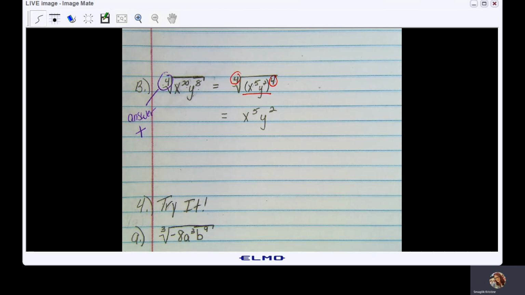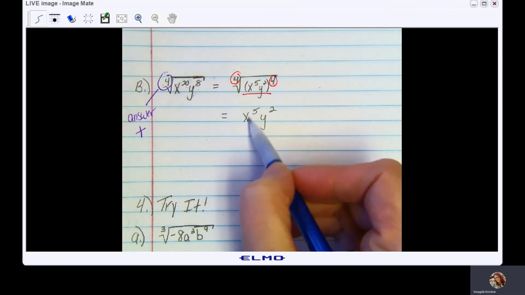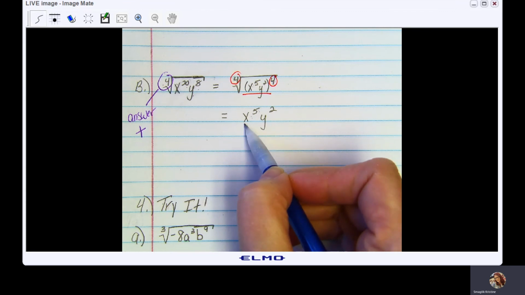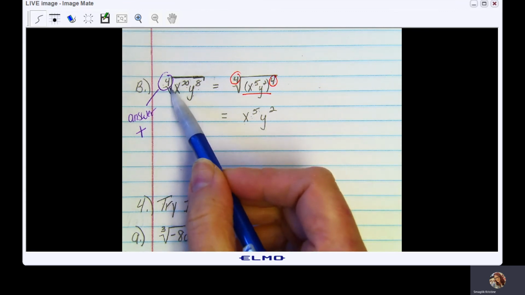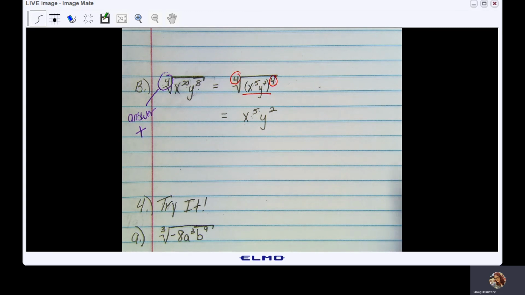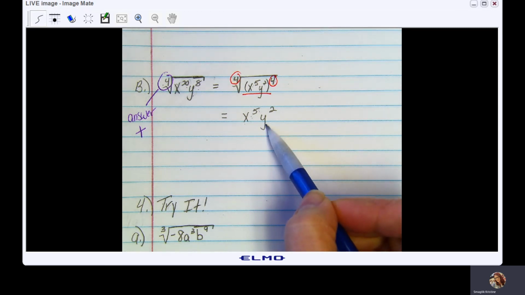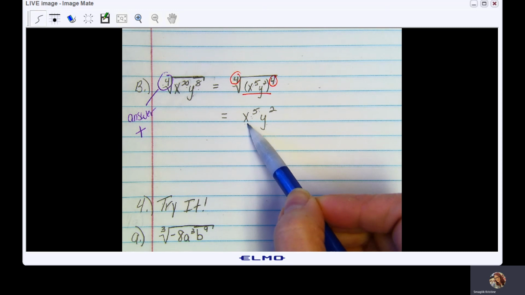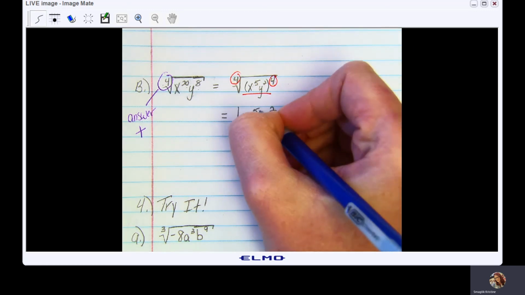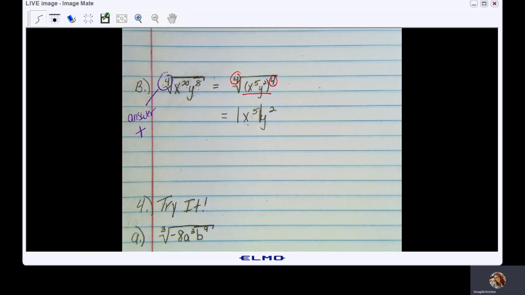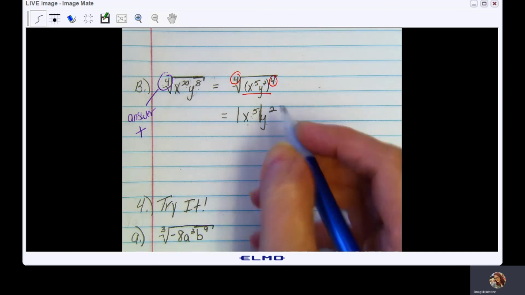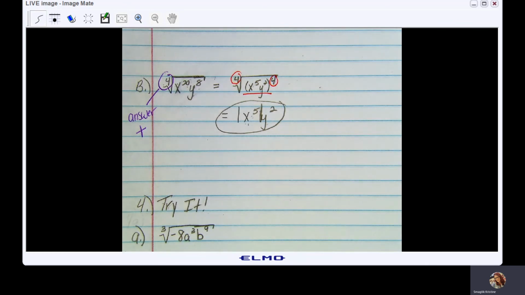However, don't forget, this could potentially be negative if you have an odd exponent. Because my root was even, my answer has to be positive. Now, y squared, no matter what, my answer will be positive. You can raise a negative number to an even power and you're going to get a positive answer. But here in this case, potentially not. You can raise a negative number to an odd power and it still remains negative. This needs to be positive, so I'm going to put absolute value bars around it. So this is my final answer.